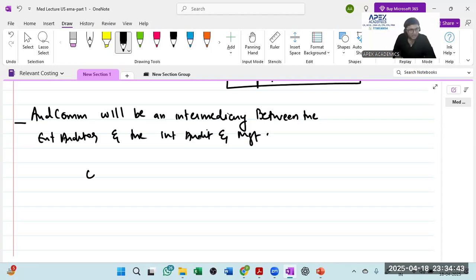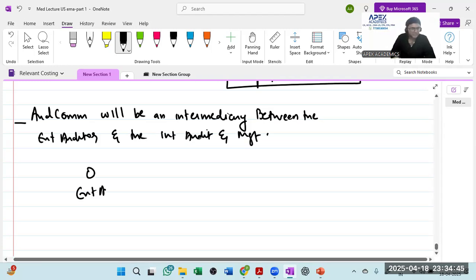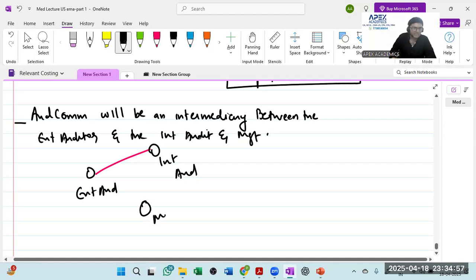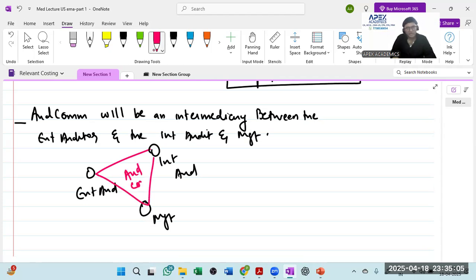So here you have the external auditor. Pay attention. Here you will have the internal auditor and here you have the management. See the red line that joins them all? That is the audit committee, and I'm writing audit committee in red. So the audit committee represents an intermediary between these 3 entities. This is an important aspect for the audit committee.